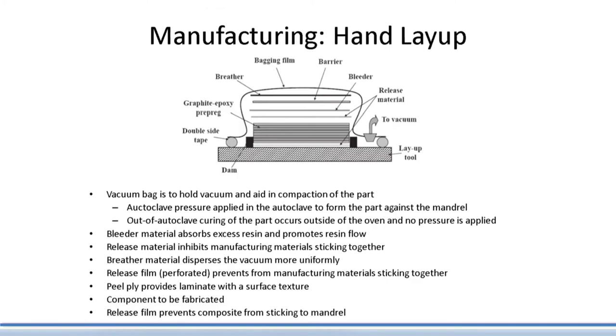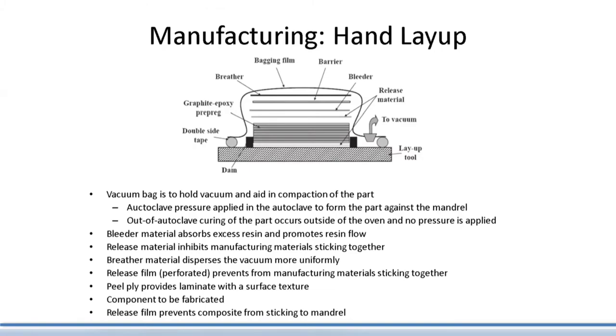And in general, what we talked about is that we need some release material. We need a tooling where we can stack the composite against. We need a dam that prevents the resin from flowing out uncontrollably. And then we have the breather materials to cause the vacuum to disperse more uniformly. We talked about the bleeder material to absorb any excess resin and promote resin flow. We talked about making sure we have a peel ply that provides the laminate with the surface texture that we need.